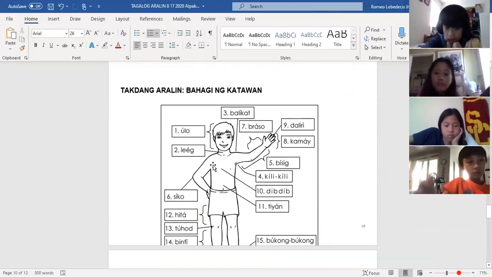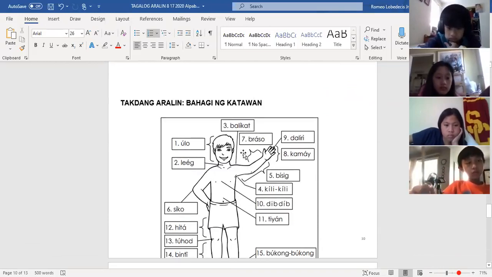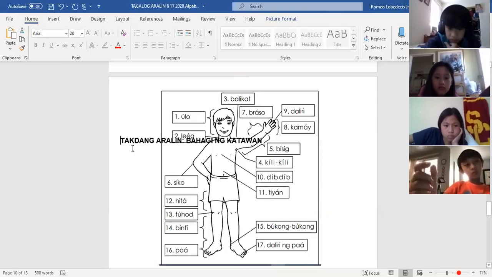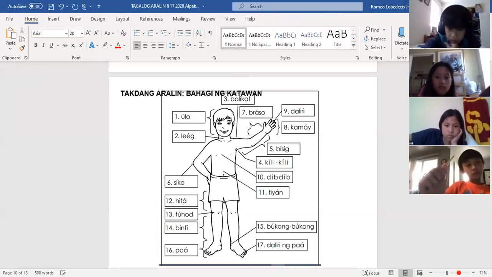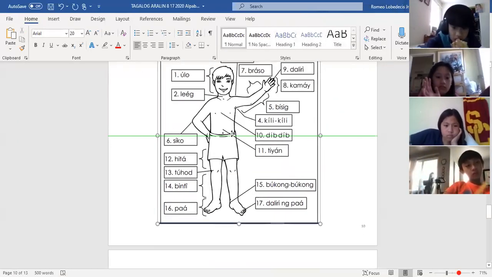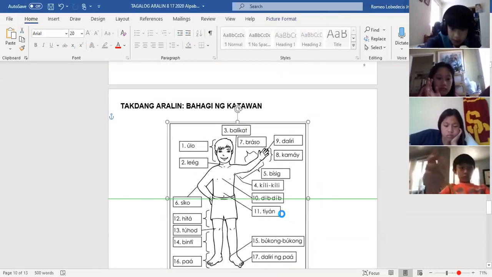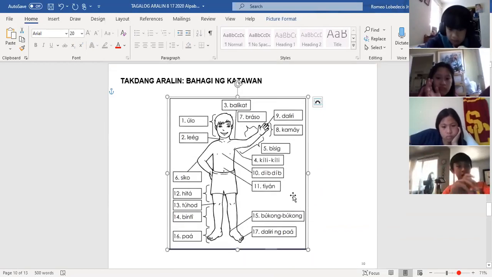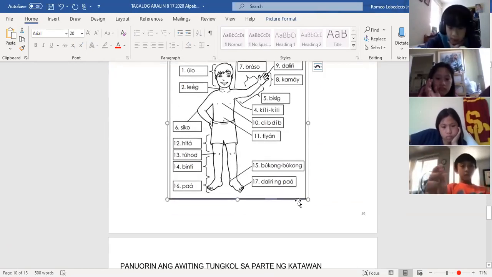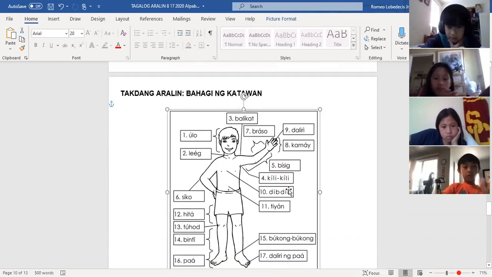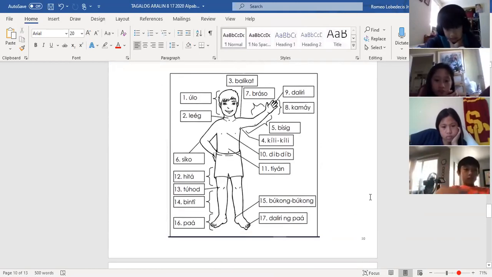Our next lesson is about different parts of our body. Okay? How many of you know about this one, the parts of our body? I'm sure you already heard this one. When you were a little one, your mom or your dad was teaching you where is your head, your toes, your eyes, your nose. So I'm sure you're familiar with this one. So let's look at the picture. Are you able to see it?